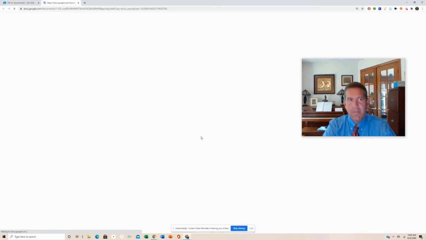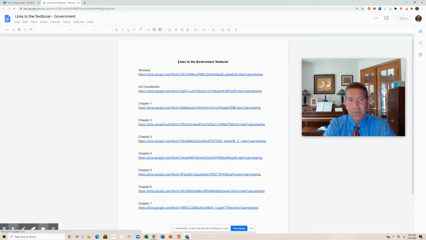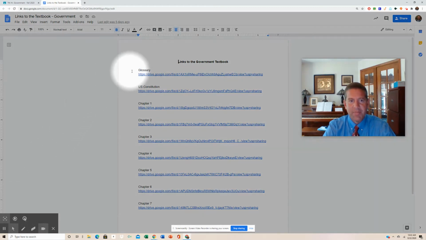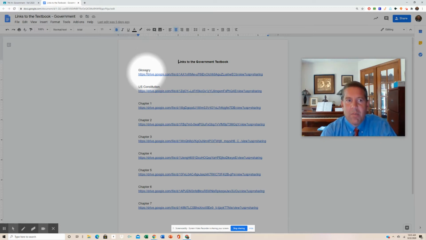Click that link and it will open a Google Doc for you that will say links to the government textbook. And it's broken up between the glossary, the Constitution, and then all of our chapters 1 through 7. The glossary, if you click that link below, has basically definitions of all of the vocabulary and words we'll need to know. And it's in both English and Spanish, so that might be very helpful. We then have a link to the Constitution itself. And we will begin today with Chapter 1 in our textbook.